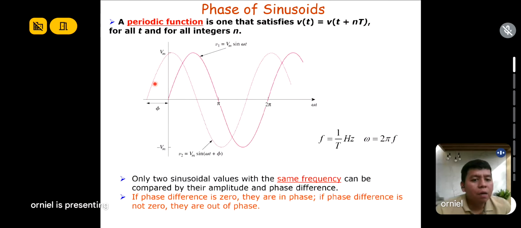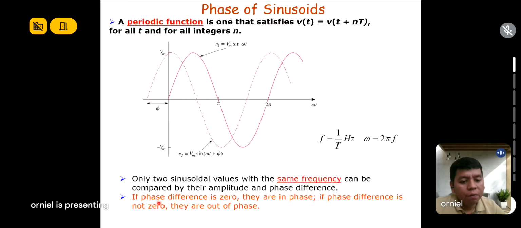So as you can see, we have the Vm angle, the same time Vm or V2 angle, the same time the V1. So you can see the difference between the two. It depends on their phase difference between the V1 and the V2. As you can see, only two sinusoidal values with the same frequency can be compared by their amplitude and phase difference.